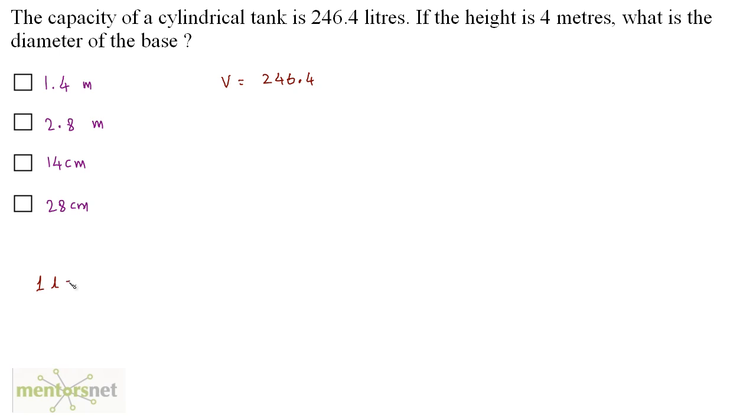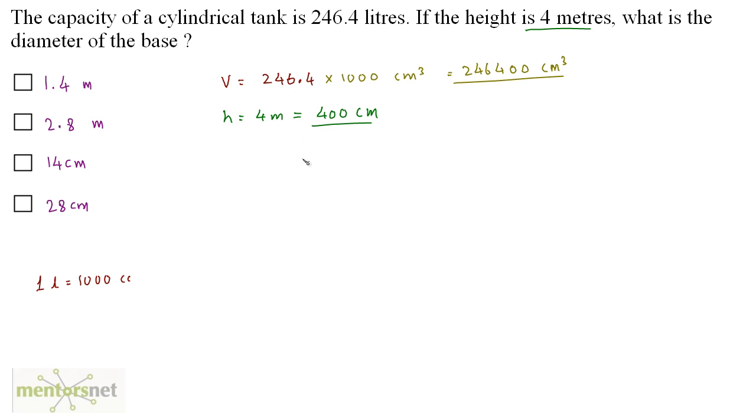Well, 1 liter is equal to 1000 cc or 1000 centimeters cube. So basically I can just multiply it by 1000 and that will be in centimeters cube. So this is equal to, the decimal point will shift 3 places to the right, so we have 246,400 centimeter cube. We've got the volume, and then we have the height of this cylinder, that's 4 meters, and 4 meters is equal to 400 centimeter. So we have the volume, we have the height, and we have been asked the diameter.